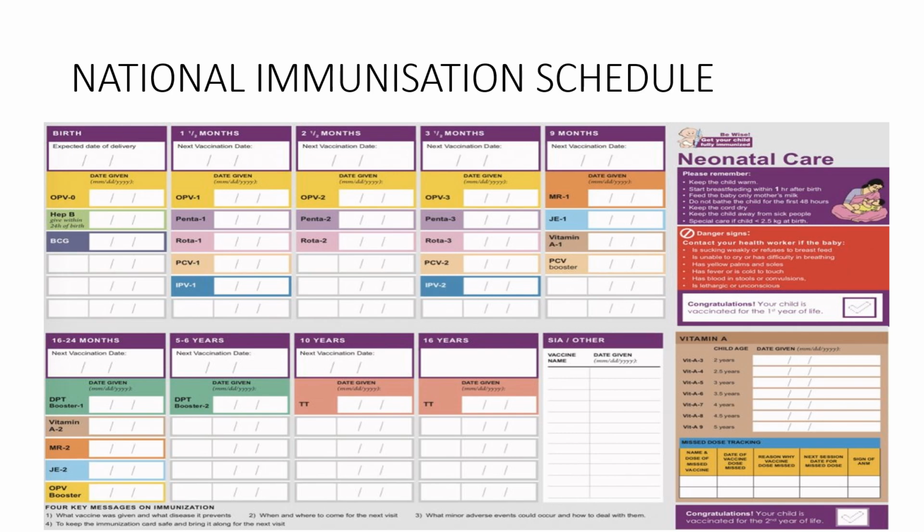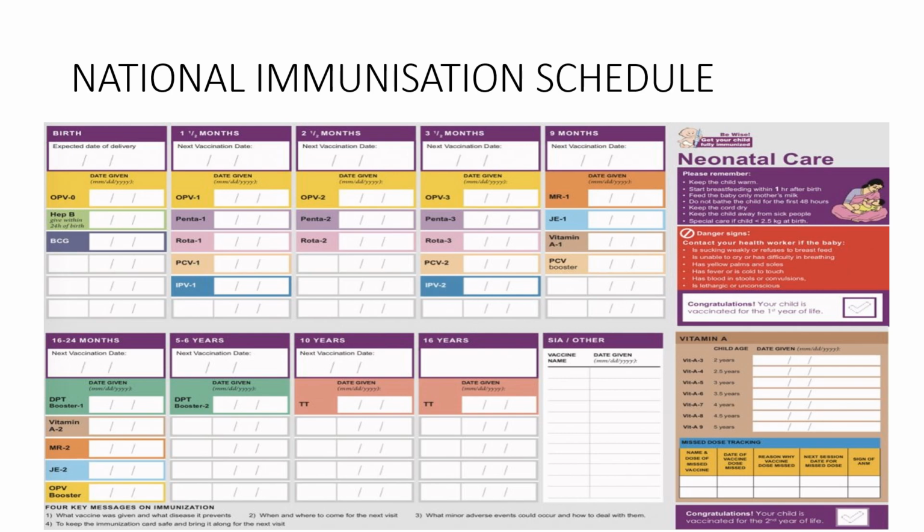At 6 weeks of age, OPV1, Penta1, Rota1, PCV1 and IPV1. At 10 weeks, OPV2, Penta2 and Rota2. Look at this, definitely remember that at the 10th week we do not have PCV and IPV. PCV and IPV are repeated at the 14th week. So there's a skip. Again at 14 weeks we have OPV3, Penta3, Rota3, but since there was a skip, PCV2 and IPV2. At 9 months of age, we do not have the measles vaccination anymore.